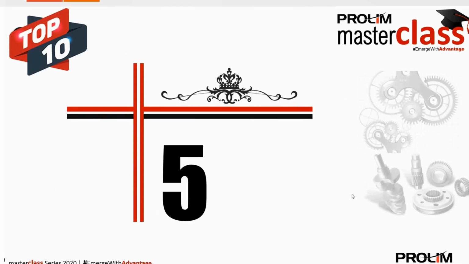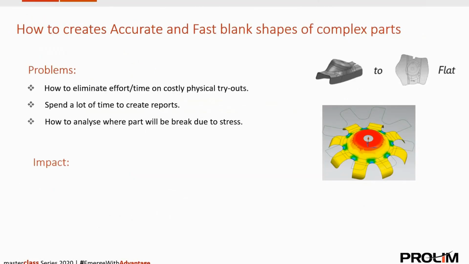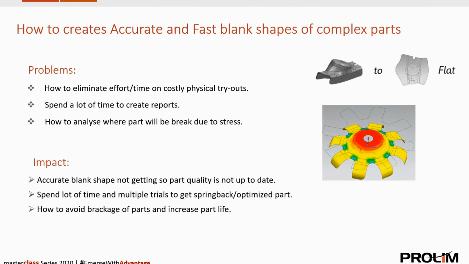Number 5. The major problem of the sheet metal industry: how to develop the blank shape of complex parts. Problems are like how to eliminate effort and time on costly physical tryouts, how to spend less time creating reports, and how to analyze where a part will break due to stress. The impact of these problems is that an accurate blank shape is not obtained, so part quality is not good.